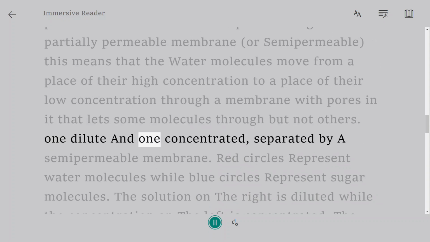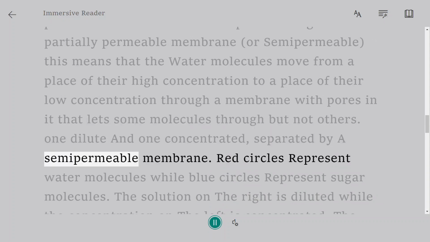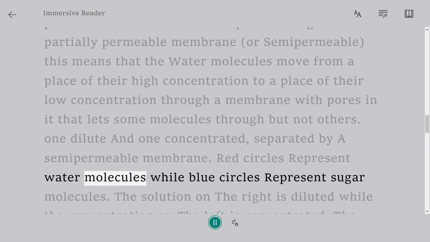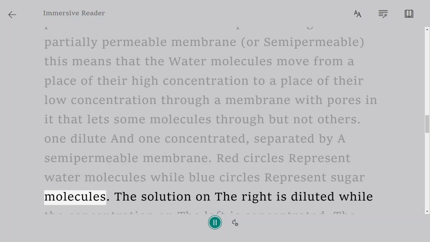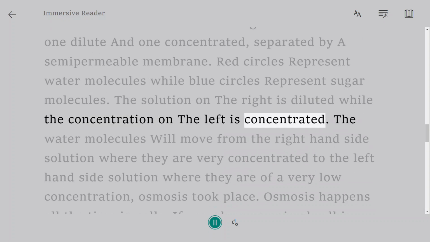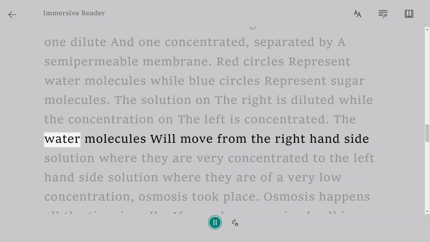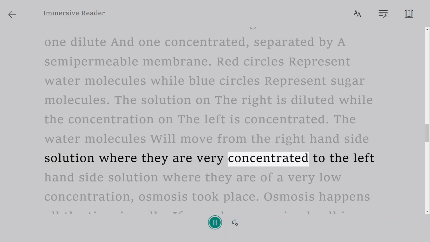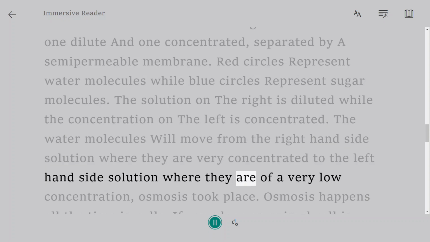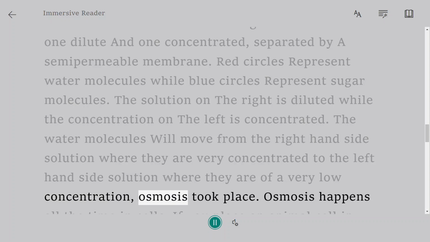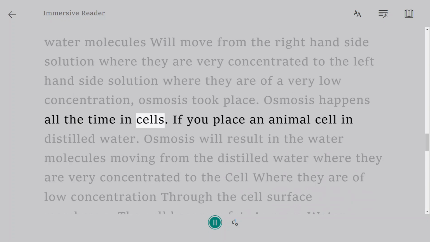One solution is dilute and one concentrated, separated by a semi-permeable membrane. Red circles represent water molecules while blue circles represent sugar molecules. The solution on the right is dilute while the solution on the left is concentrated. The water molecules will move from the right-hand side solution, where they are very concentrated, to the left-hand side solution, where they are of a very low concentration. Osmosis took place. Osmosis happens all the time in cells.